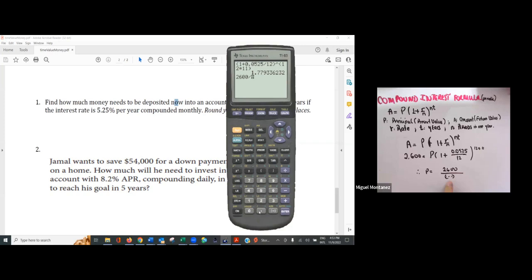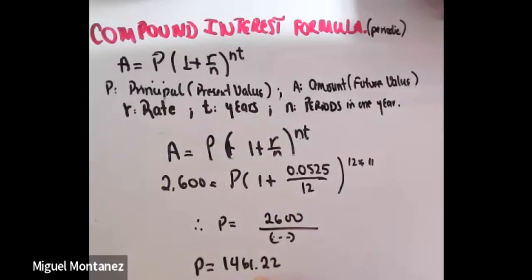So now we do $2,600 divided by that number. 2,600 divided by second answer. Voila. So we are required to deposit just about $1,500. So in 11 years, we'll have $2,600 at 5.25% compounded monthly. This is the final answer. Thank you.